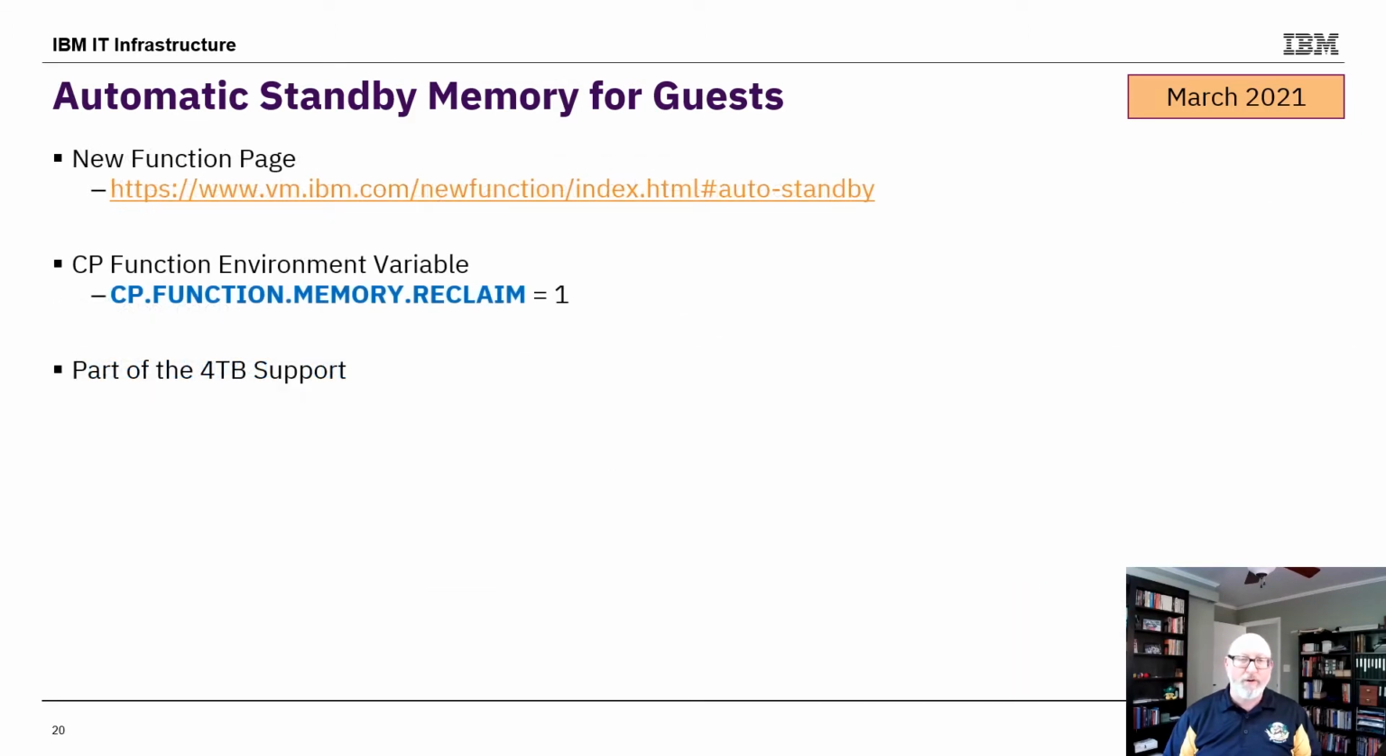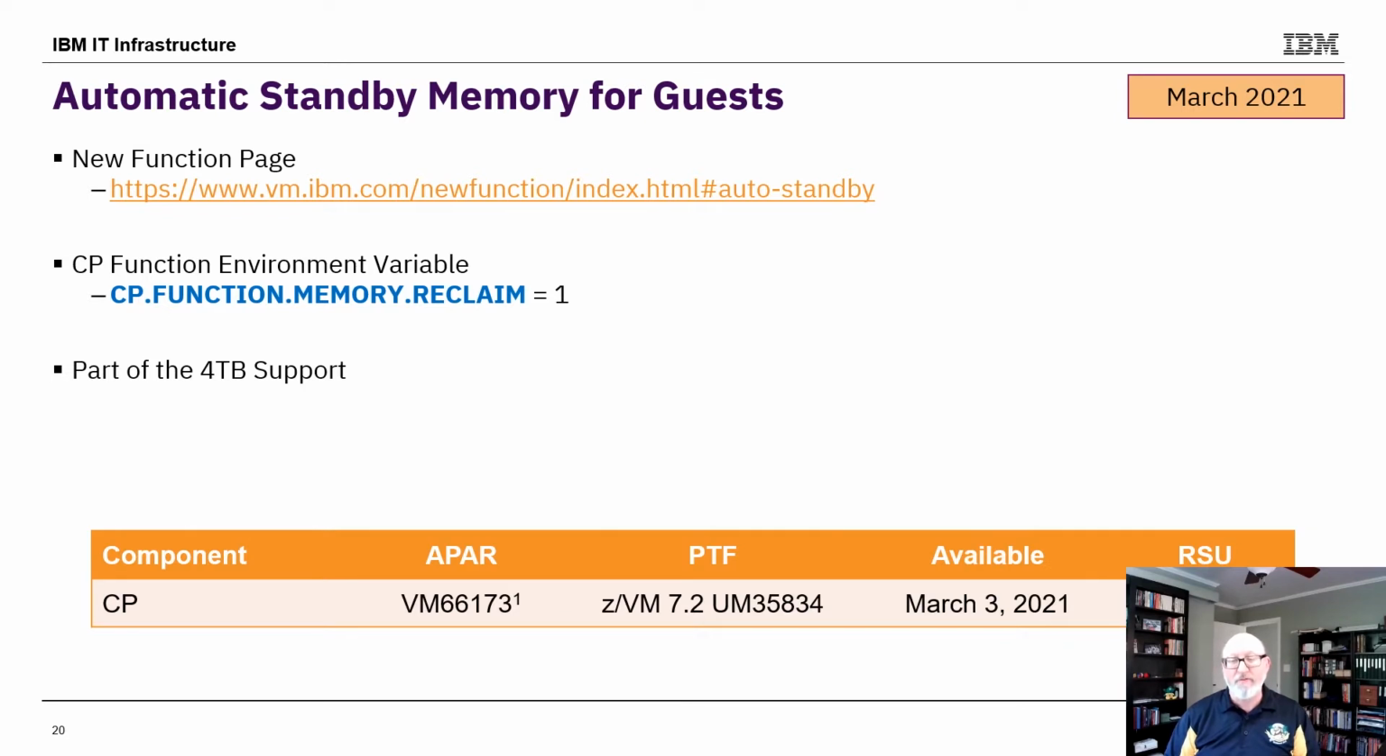Support for that or information about that, you can find that on the new function page. Also to check if this is available in your system, again, that environment variable for the reclaim support is there. And as I said, it's part of the 4 terabyte support. So it can be found on that same PTF that's out there.